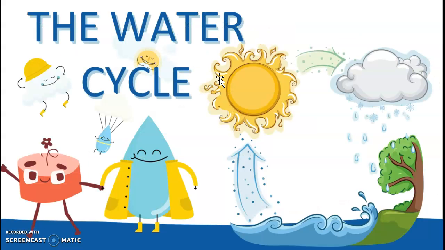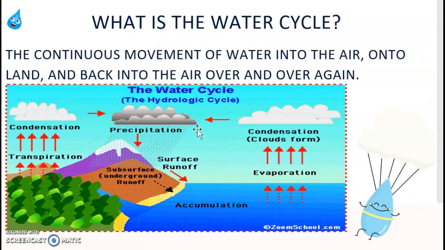So putting all these processes together, you will end up with what we call a water cycle. So what is a water cycle? This is a continuous movement of water into the air and to land and back into the air over and over again. So that means it's a cycle. It's moving in a circular direction. So where it comes from, eventually it will return back to where it comes from.